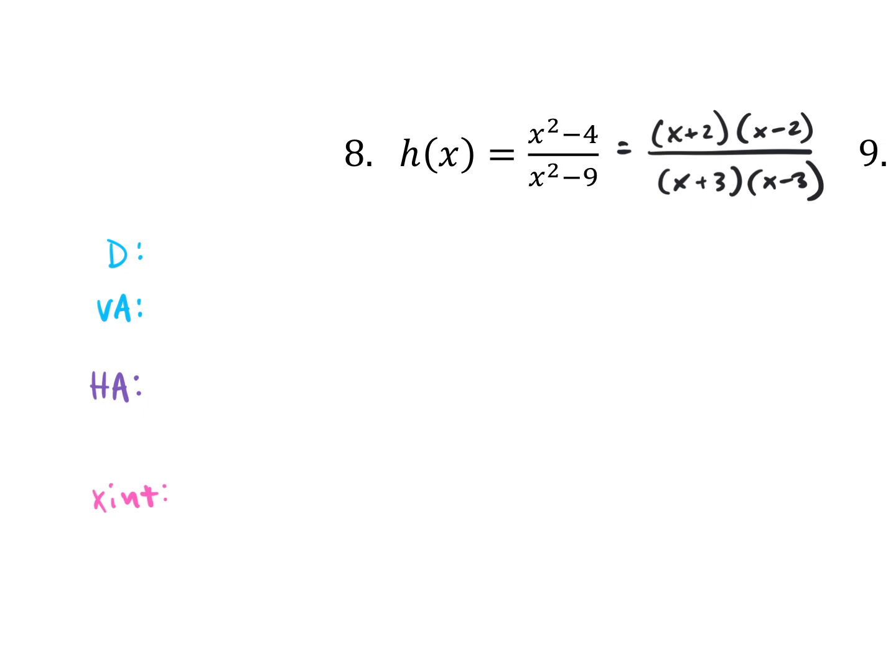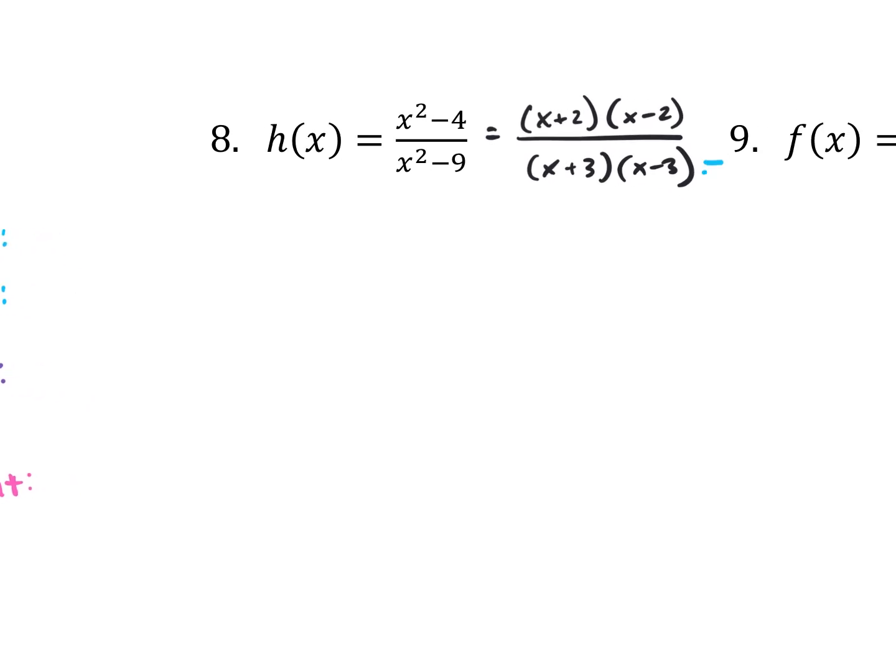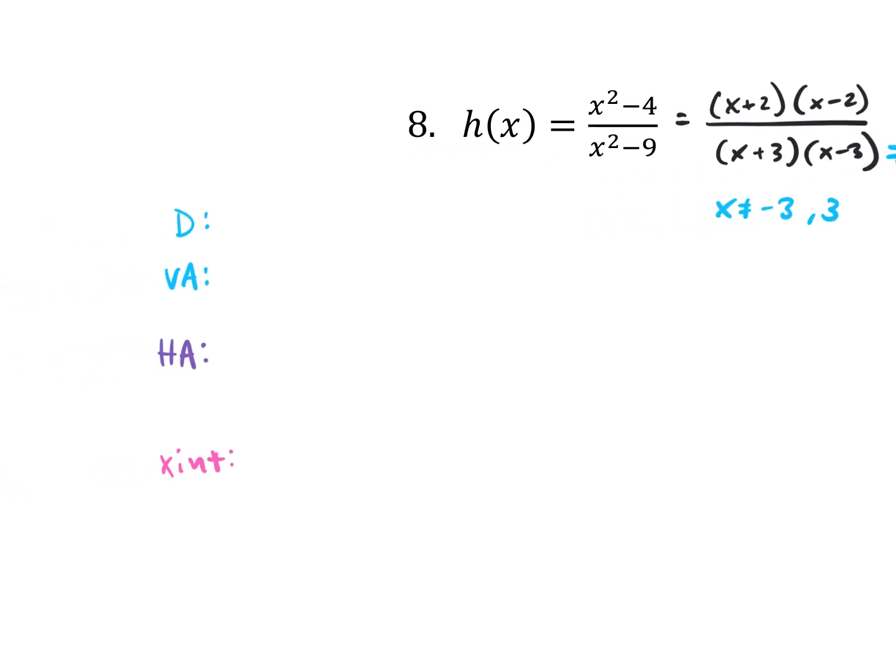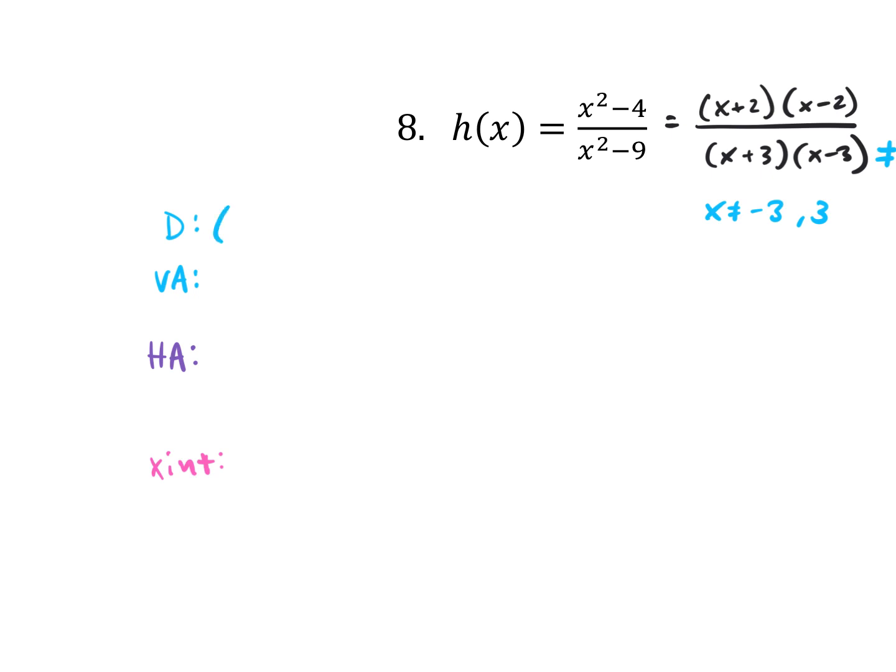How do we find the domain? Set the denominator not equal to 0. So we already did the first step. We can just set the factored form not equal to 0. So x does not equal -3 and +3. How would we write that in interval notation? Negative infinity to -3, -3 to 3, and 3 to infinity. Awesome. What would our vertical asymptote be? x equals -3 and x equals 3.